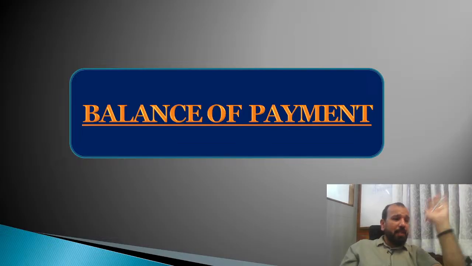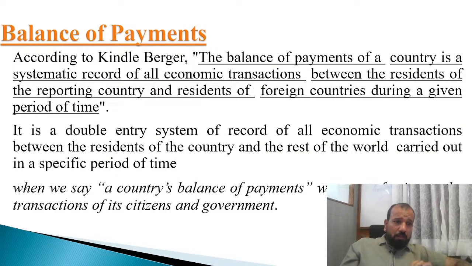This is very basic. The next topic, the second last topic I think, is balance of payment. Balance of payment is an annual statement, a systematic record of all the economic transactions between the residents of the reporting country and the residents of foreign countries during a given period of time. It is a double entry system. Whatever transactions we make from one country to the rest of the world, we don't include domestic transactions in the balance of payment. We include only international transactions in the BOP.